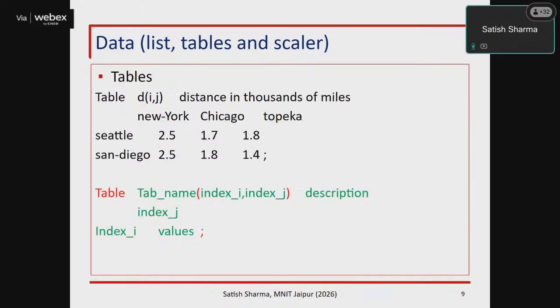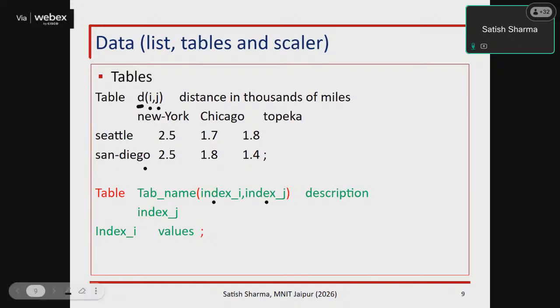Now, if we talk about the table, if you look at the syntax, this red part is again fixed. Then the table name. I have defined the table name as D here. A table always has two or more indices. For today's class, I have only considered two, so it's a row and column. I have to give two indices, one I and another J. Then the description is distance in thousands of miles.